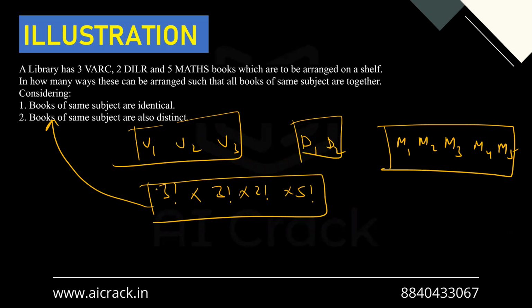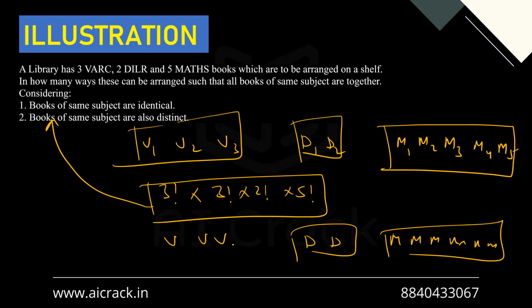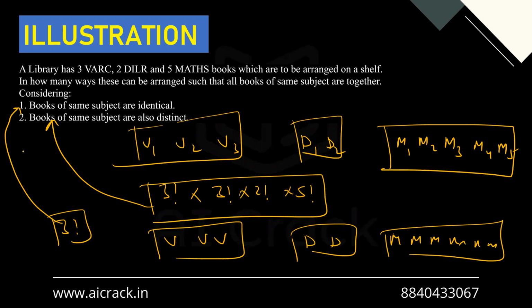Now, in case books are identical, then it would become VVV, it would become DD, it would become MMMMM. So no matter what kind of arrangement you make, that would be same, right? So the answer would be 3 factorial in the first case. Okay.